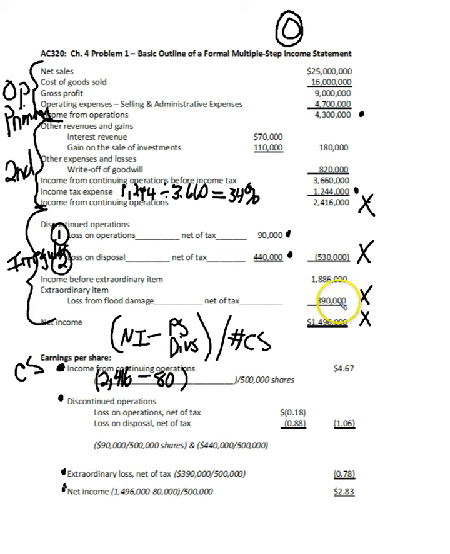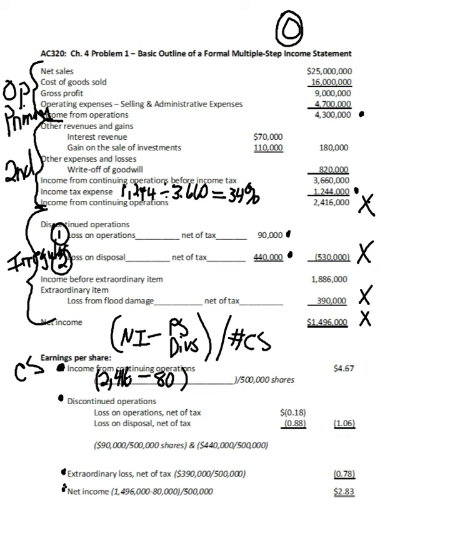And then I do the same thing for the extraordinary loss. Take it, divided by the 500,000, and get 78 cents. And then for net income, I'm back in figuring out and factoring in my preferred stock dividend. So I'm taking my $1,496,000 minus my $80,000 dividend and dividing by 500,000. Okay, so there's my earnings per share.